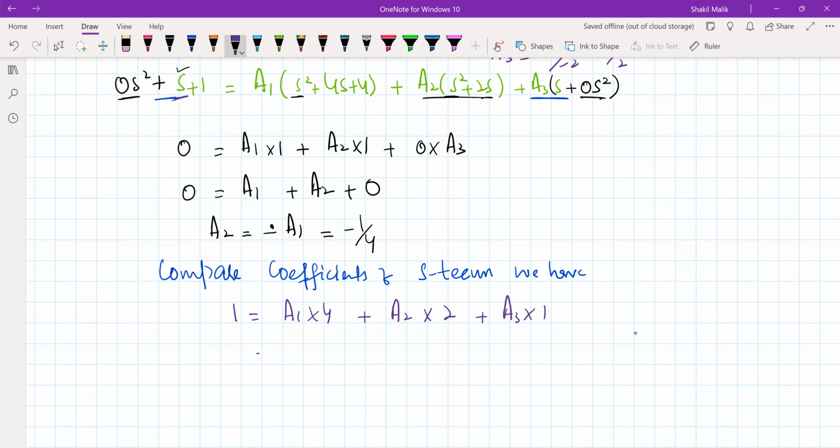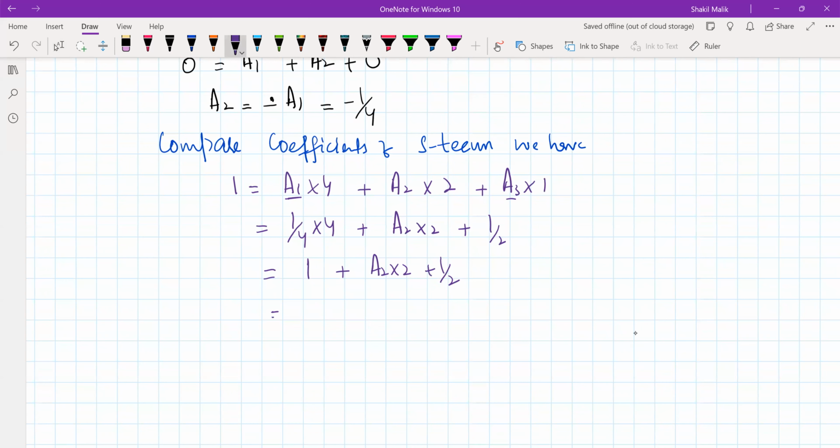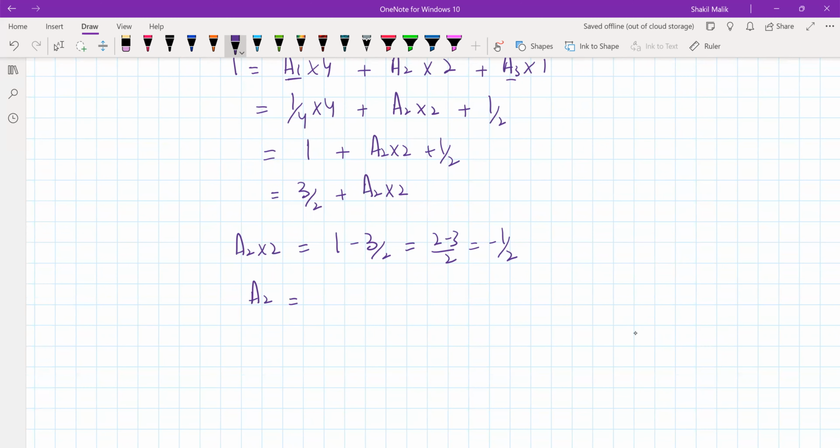So that means, because a1, a3 we already know, a1 is 1 by 4, so it will be 1 by 4 multiplied by 4, a2 multiplied by 2, plus a3 is 1 by 2. So this will be 1 plus a2 multiplied by 2 plus 1 by 2. So 1 by 2 and 1 is 3 by 2 plus a2 multiplied by 2. So a2 multiplied by 2 will be equal to 1 minus 3 by 2. That's equal to 2 minus 3 by 2. That's equal to minus 1 by 2. Then a2 will be equal to, dividing both sides by 2, minus 1 by 4.